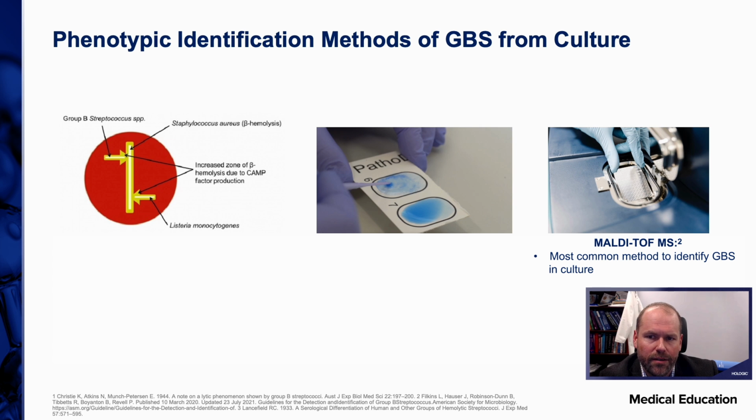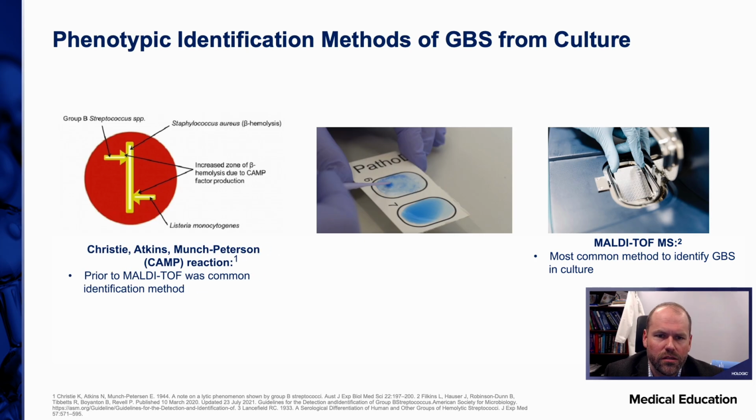So MALDI-TOF is the mass spectrometry done to identify the colonies, but also for many years, many of us are familiar with the other testing methodologies that we used. One is the CAMP reaction, or the Christie-Atkins-Munch-Petersen reaction. And this was prior to MALDI-TOF.